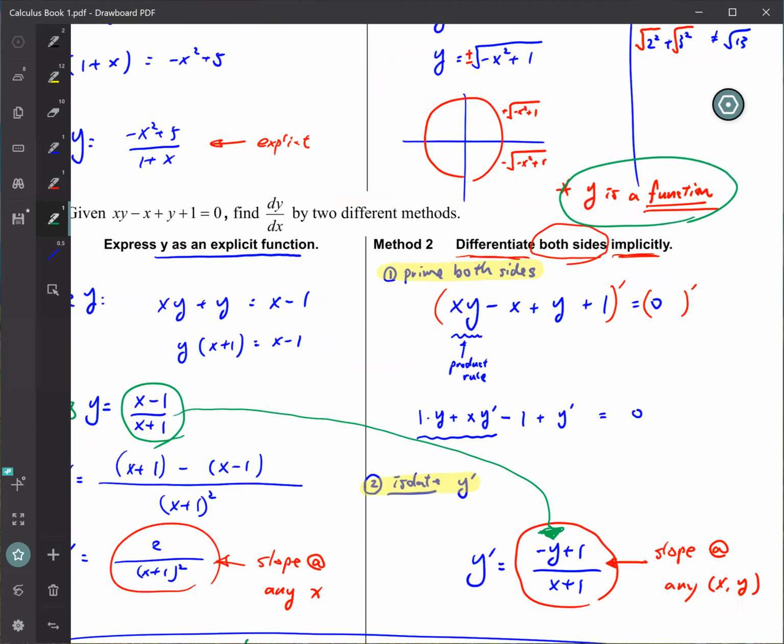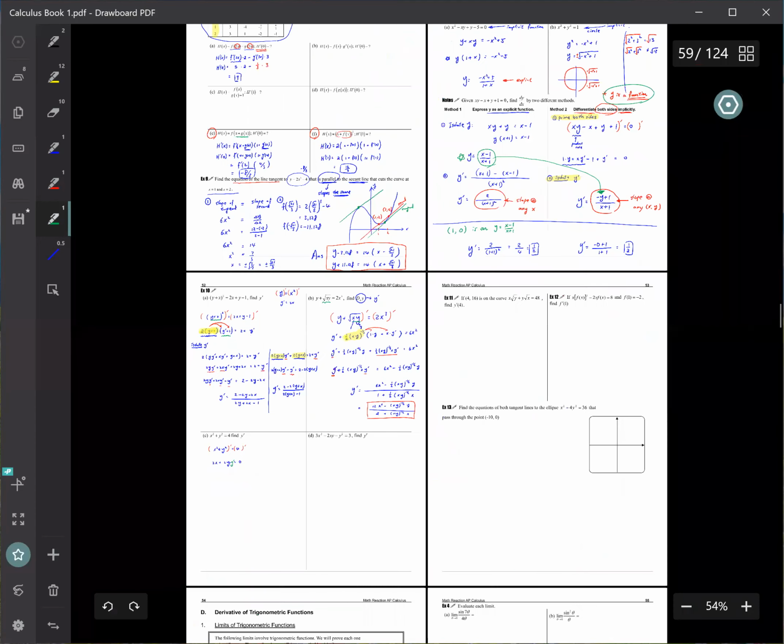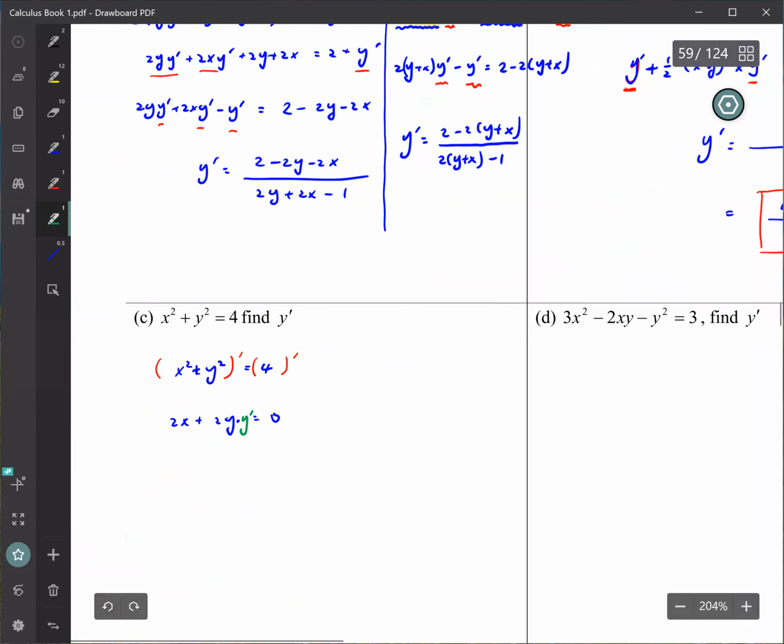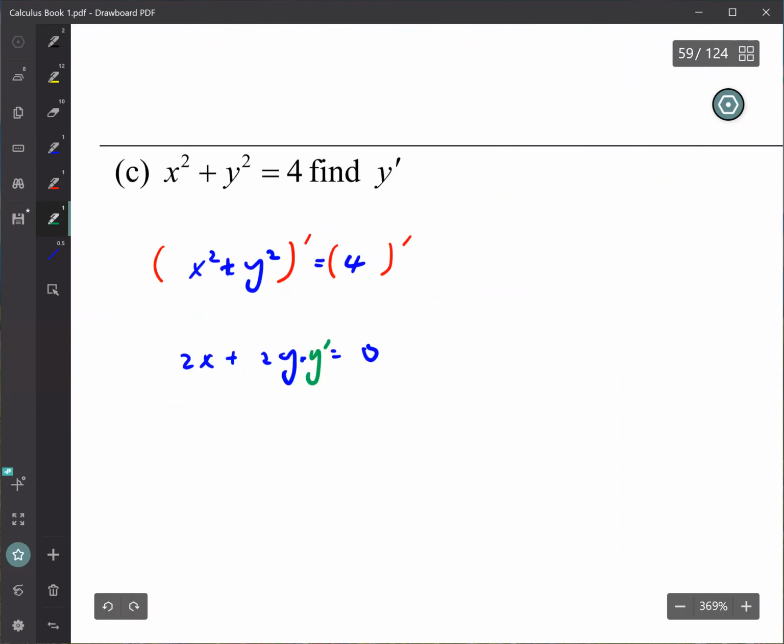Wait, Jason, then how do I know in the future when I'm supposed to isolate or when I'm supposed to do the implicit stuff? When the x and y are mixed together, then you just go directly implicitly, right? Oh, okay. If the question already isolates the y for you, don't do the implicit. Okay.